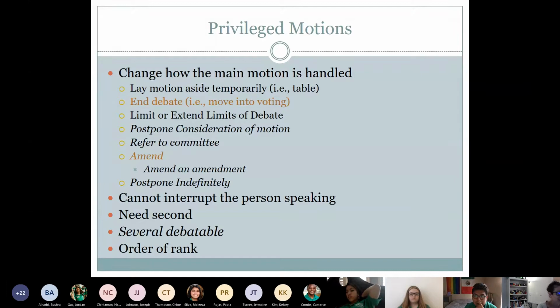All right, and then the last one I want to talk about here is called postponing indefinitely. So this basically kills the motion without discussing it, without debating it. So this comes up from time to time where you might want to use this, and it's an attempt to not make the Senate look bad, to vote something down.